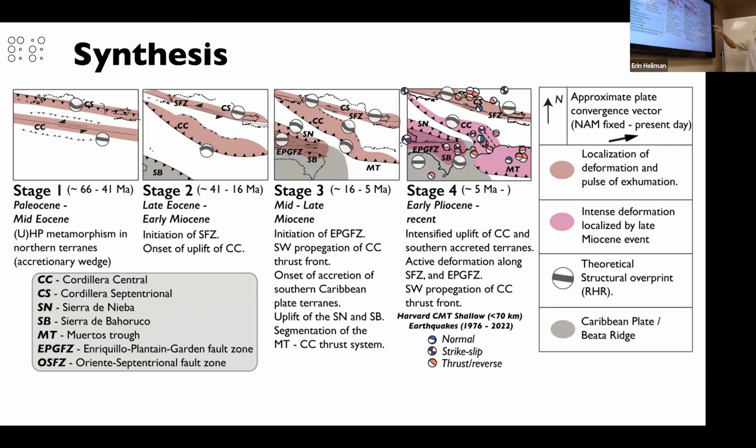On top of this time period, I put Harvard CMT earthquake solutions showing the zones of active deformation and the style of deformation that you have in those zones. We have some compression in the northern portions of the Septentrional. This is getting into the northern Hispaniola deformed belt. And then you have an extensional moment tensor along the Septentrional fault. Whereas within the Muertos going into the central Cordillera, you have these kind of mixed modes of deformation in the south and these southern terrains. Again, you have mixed between compression and strike slip.